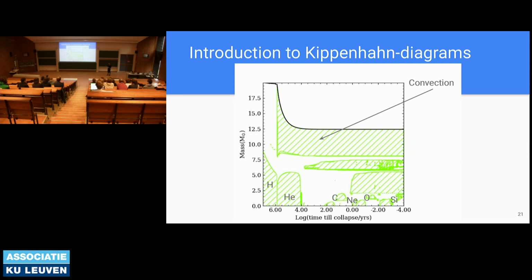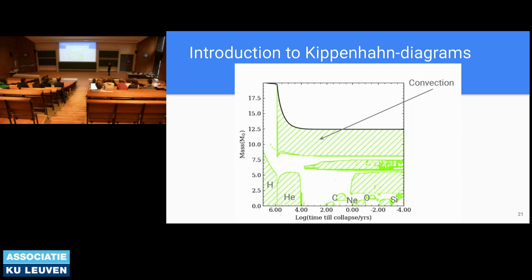And to guide you a little bit, this convective blob over here is hydrogen burning. This one is helium burning. Then these here are carbon burning. Here, this little blob is neon burning. These are oxygen burning. And here at the end, there's silicon burning.